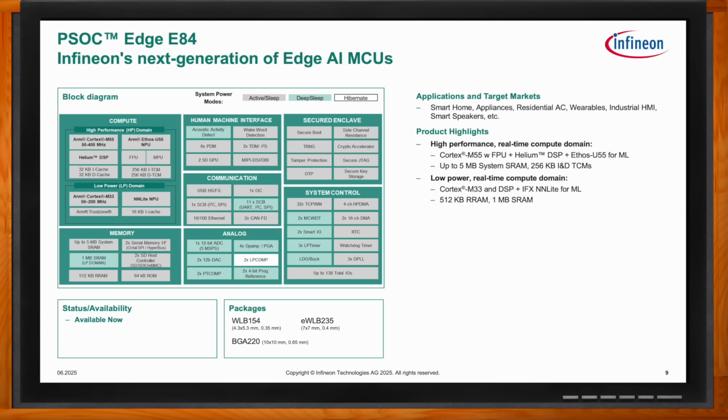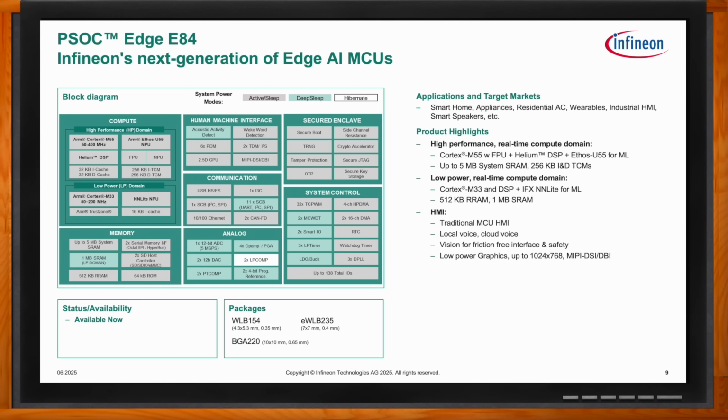We have high memory resources, right? So we have up to 5 megabytes of system SRAM, and we also have 1 megabyte of SRAM being addressed in the low power domain. We have a new non-volatile memory with 512 kilobytes of RRAM. We also have external memory interfaces. We have 2 serial memory interfaces and 2 SD host controllers. We have human machine interfaces.